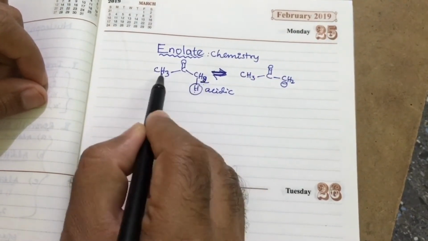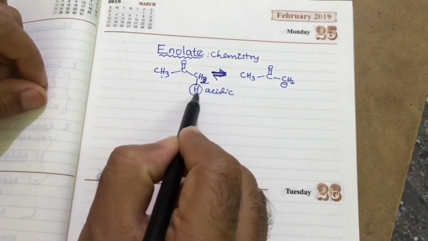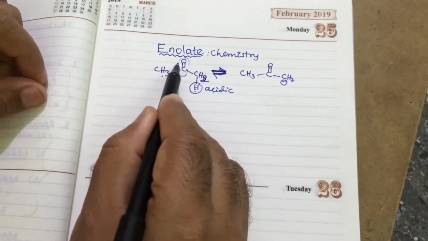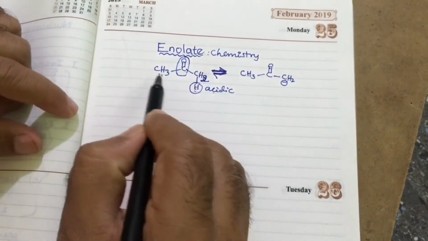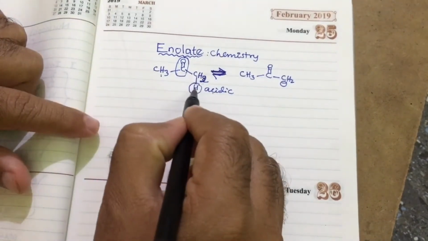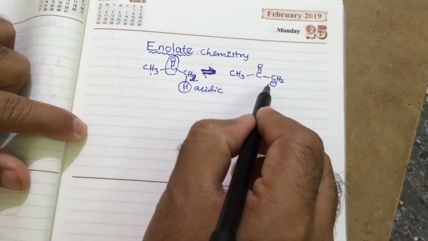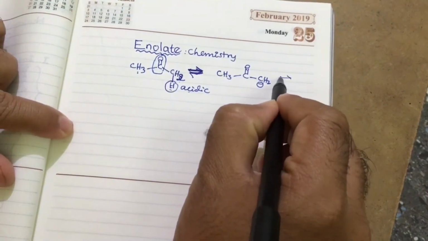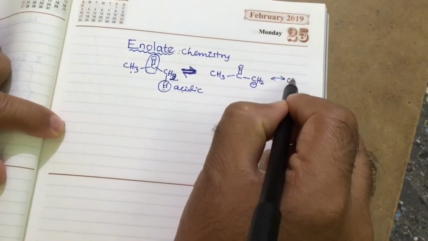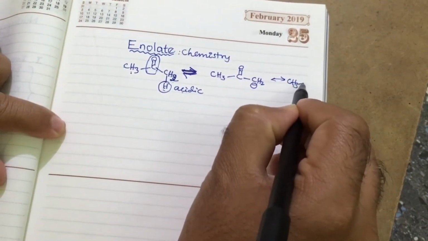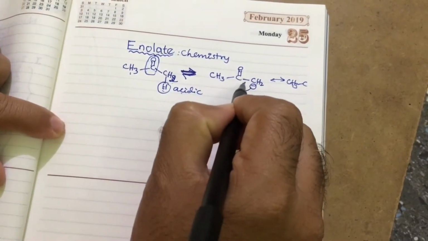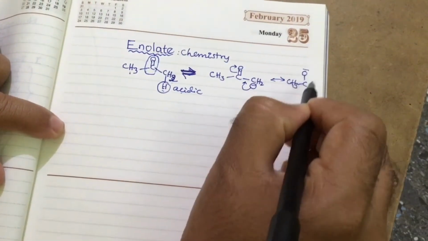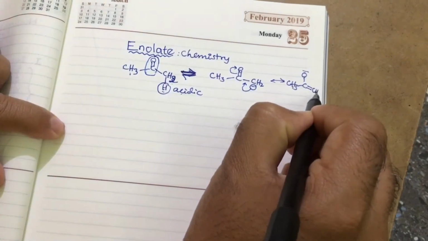These three hydrogens are acidic in nature because this C double bond O group acts as an electron withdrawing group with respect to the inductive effect. After loss of this hydrogen, it is converted into this form. This will undergo resonance and convert into CH3C. This will be delocalized and converted to O minus, and this is double bond CH2.